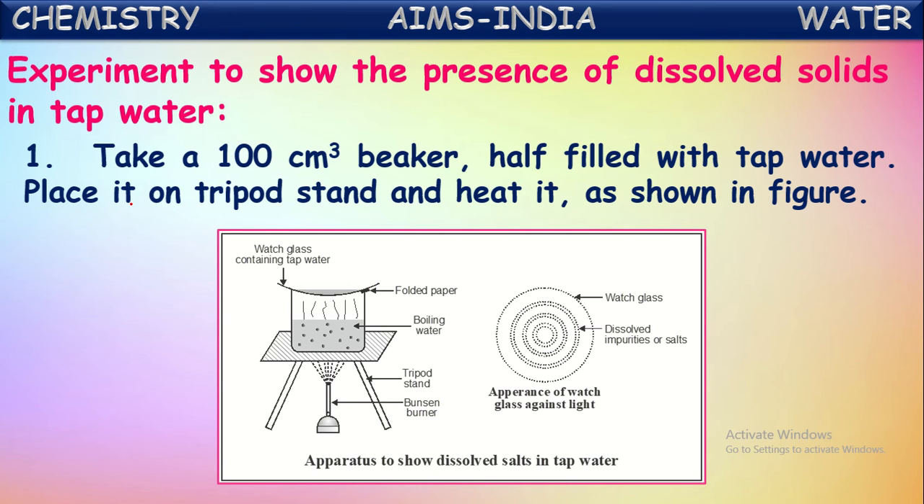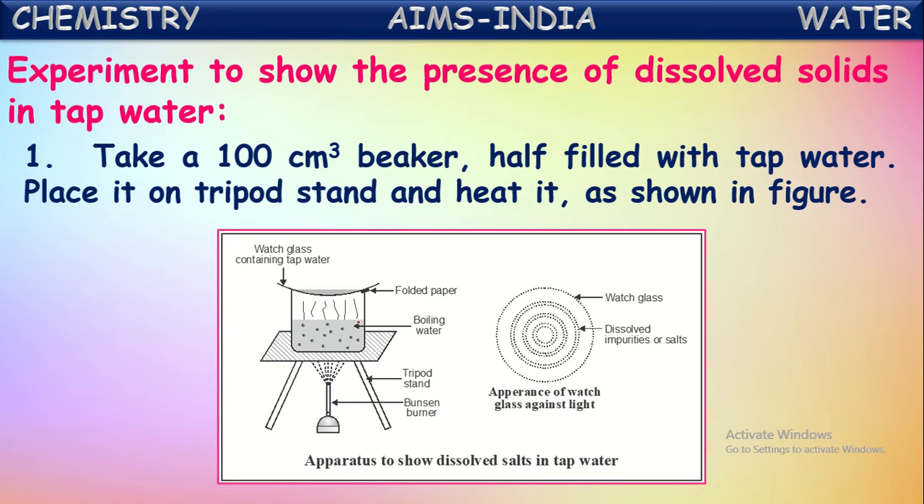Now we have to place this on the tripod stand. It is to be kept on the tripod stand, and we have to start heating this by using a Bunsen burner or a spirit lamp. So then we have to start heating like this. This is the experimental setup we have to take for showing the dissolved salts' presence in the tap water.